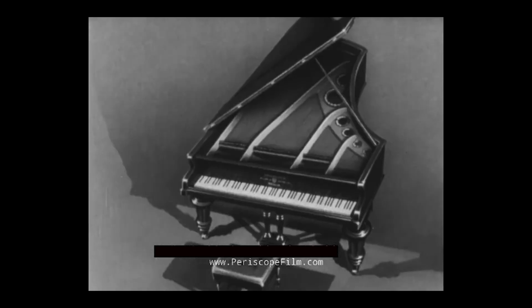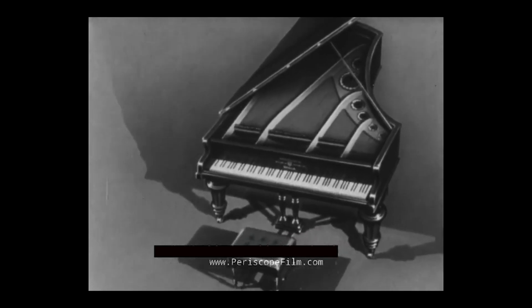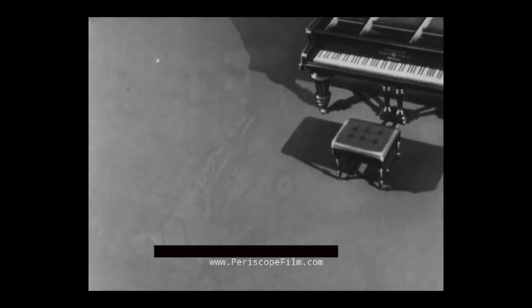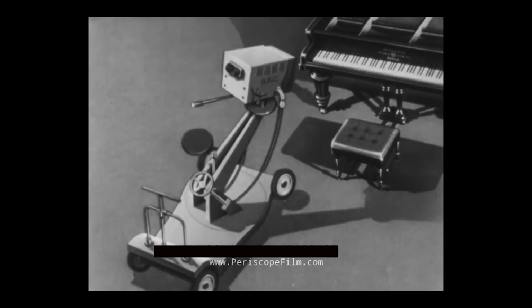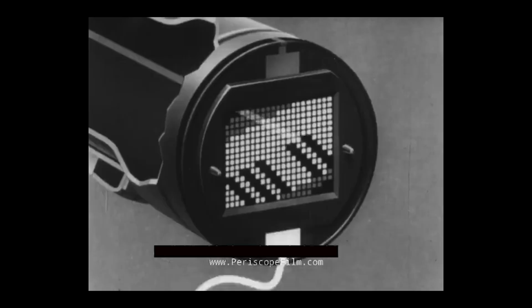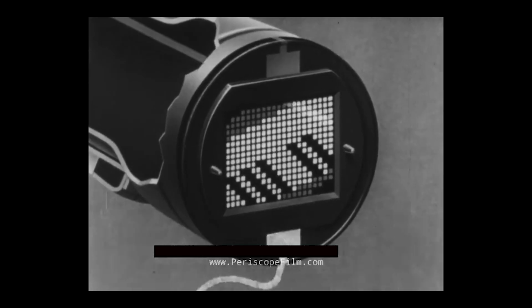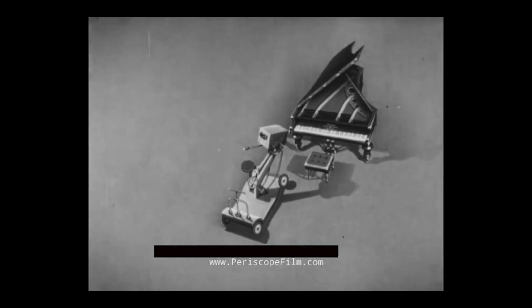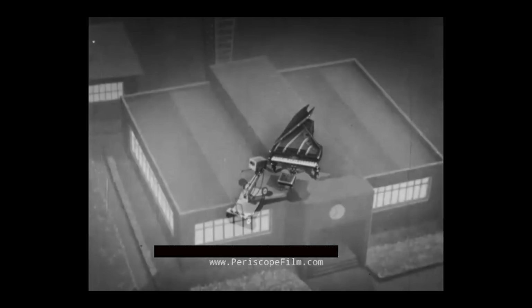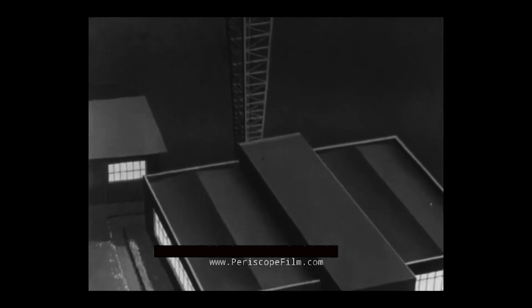Let's run over it again. Here is the piano to be televised. Its picture is taken by a special camera. The camera turns the black, white and grey of the picture into electrical impulses, which pass from the camera to the broadcasting station, where the impulses are strengthened and sent out by the aerial. Practically at once, the impulses reach the aerials on folks' homes and go to the receiver.